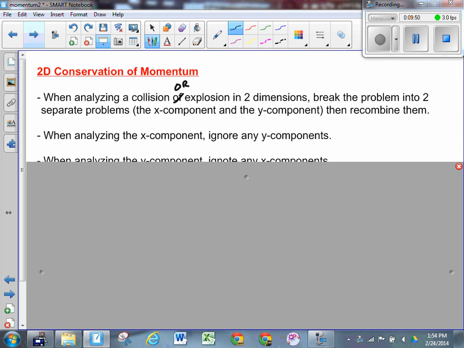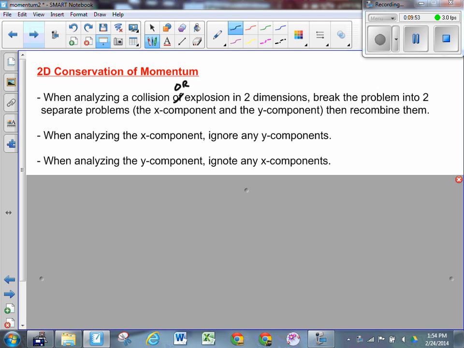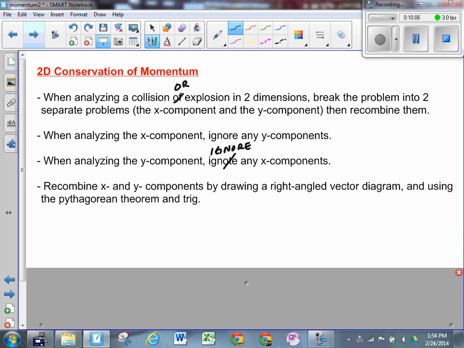Similarly, when we were analyzing the y component, we ignored the x. Spelled wrong again. It should be ignore any x components. Then you've got to recombine them. The Pythagorean theorem, which you learned about years and years ago, and a little bit of trigonometry, usually the tan function or the inverse of the tan function.